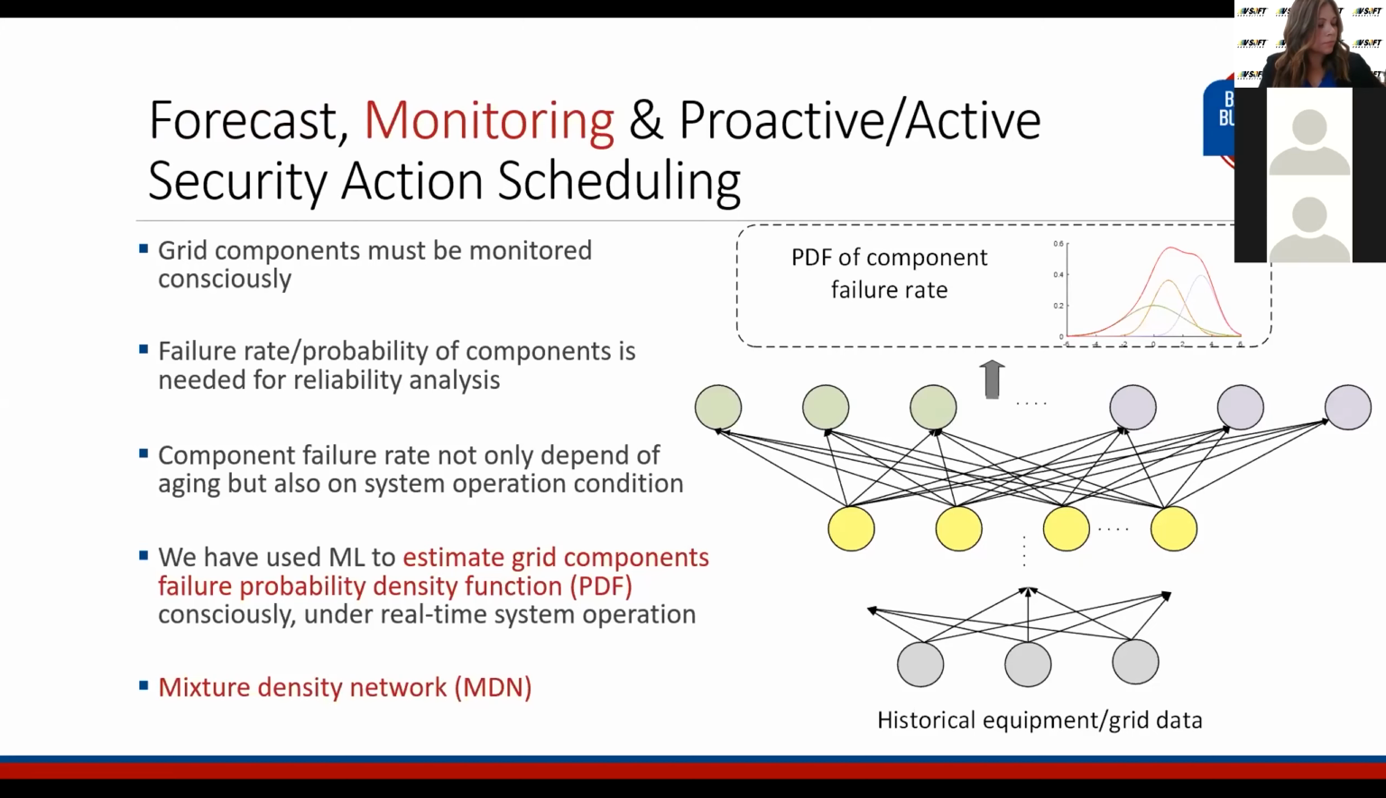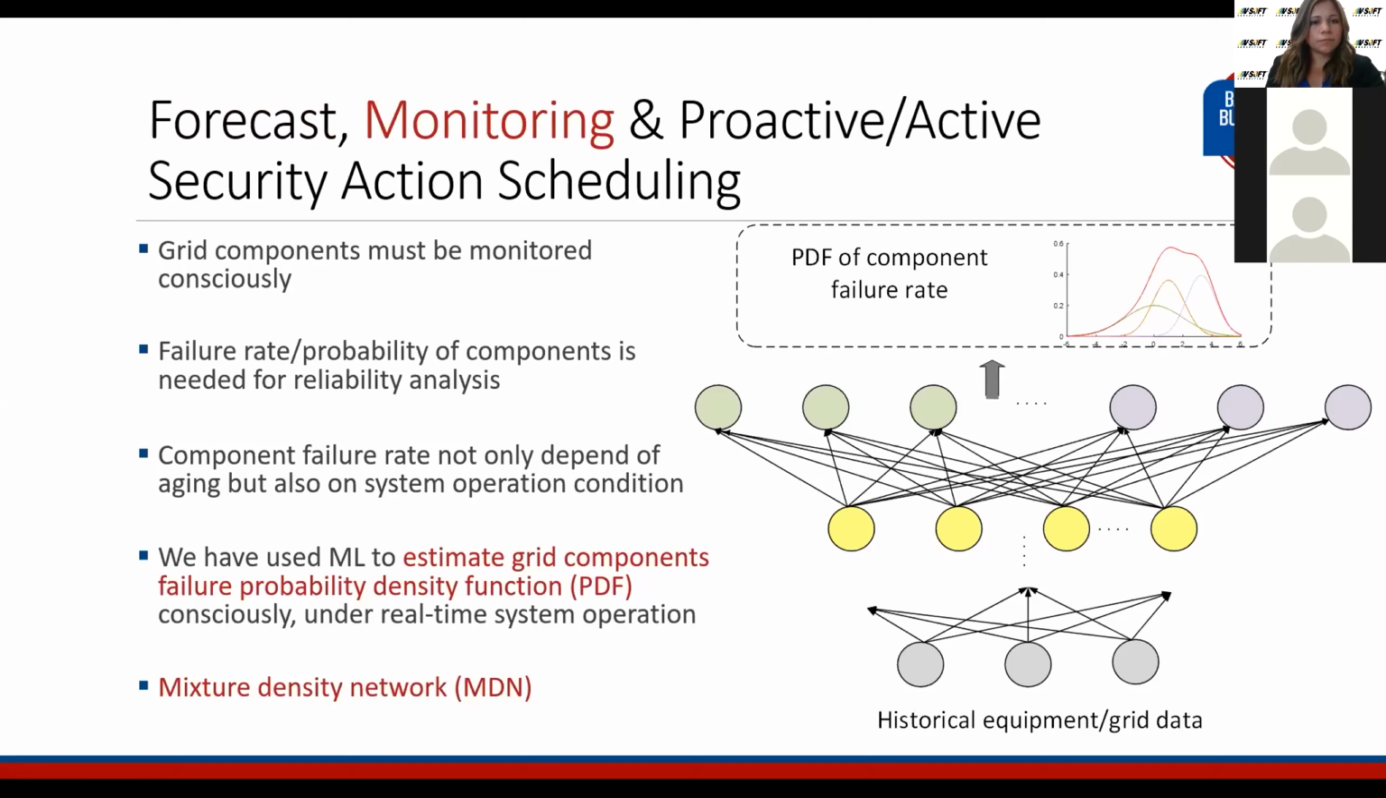One of the examples that I brought here is one we proposed to a utility company, and we are working on that with that utility company. I cannot mention their name, but I can tell you we started working with that company on finding the probability of failure of electric power components, like transformers, generators, transmission lines, capacitor banks. We use machine learning, a mixture density network, to find the probability density function of the failure rate of transformers and transmission lines.